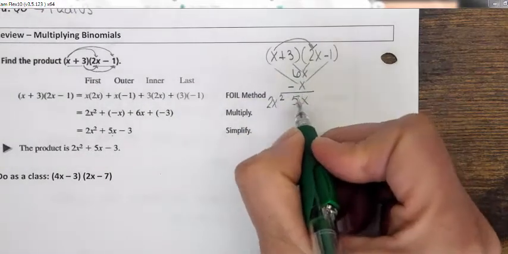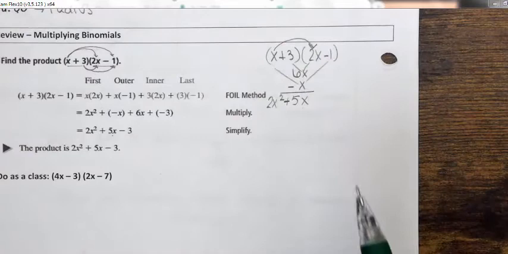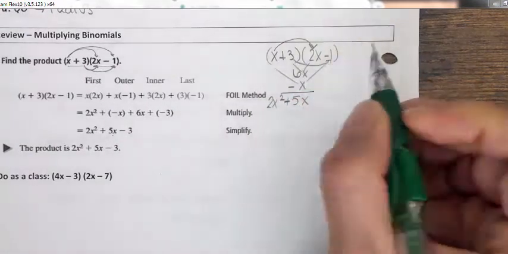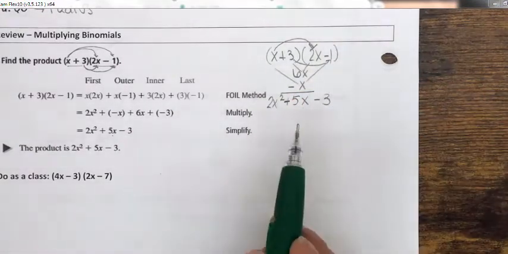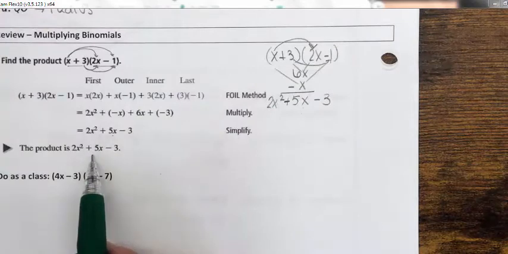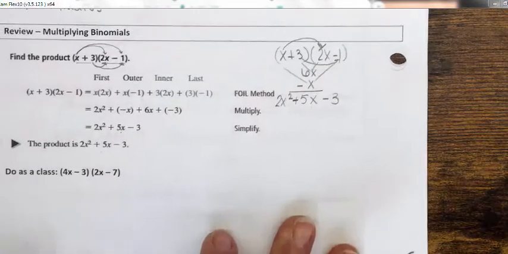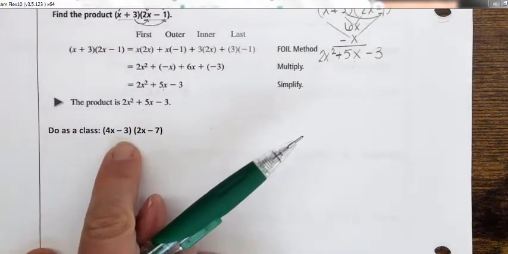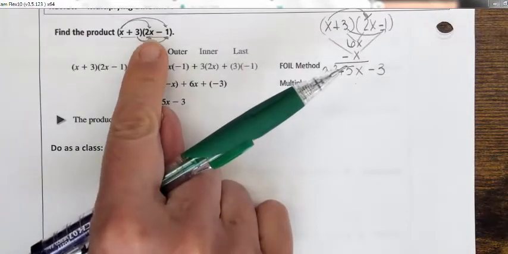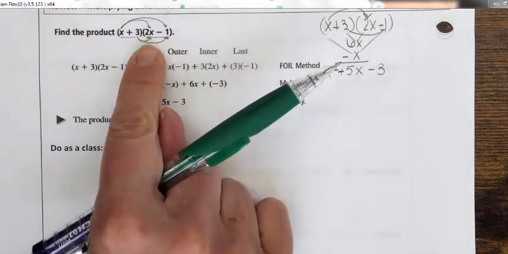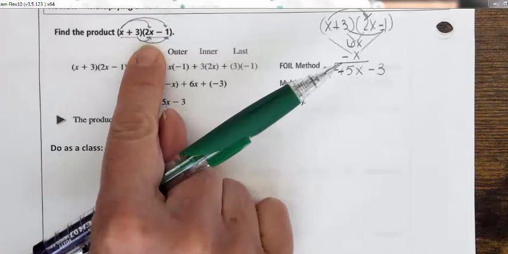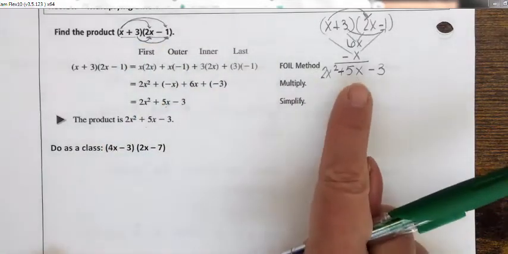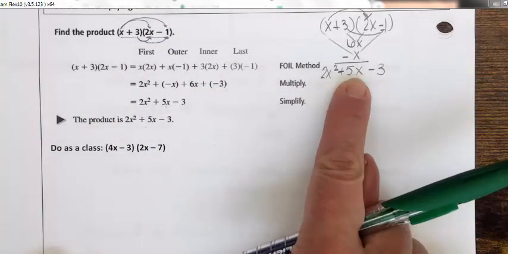This was a positive 5x, so I'll put a plus. And when I do my last 2 terms, I get negative 3. So notice I get exactly the same as what they got here. All right, so let's do this one as a class. And I like to implement this FOIL method. I mean, it really is, you're just double distributing. Okay, but I like to implement it because it shows us where our middle term comes from.